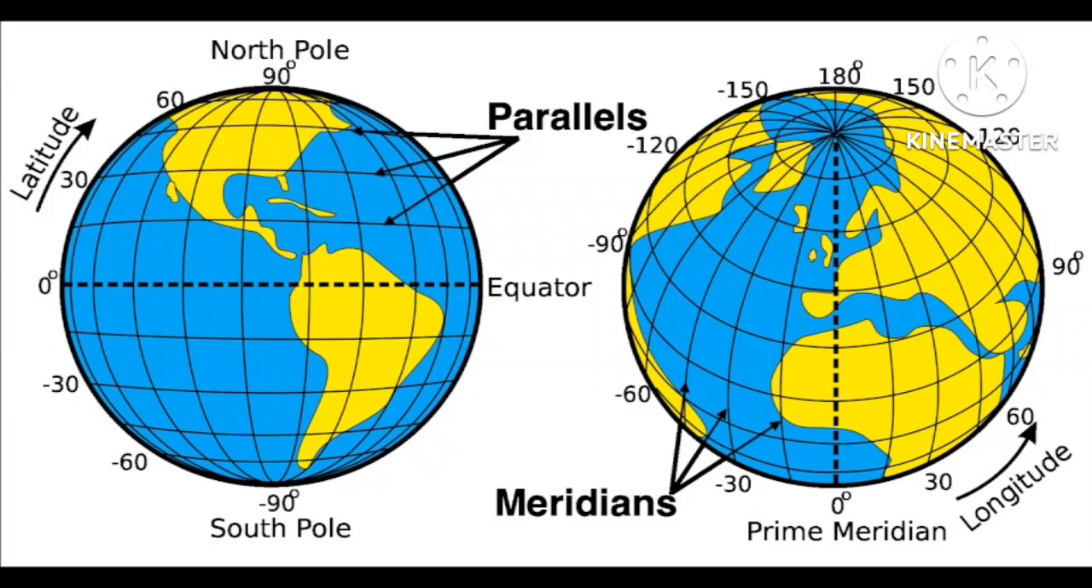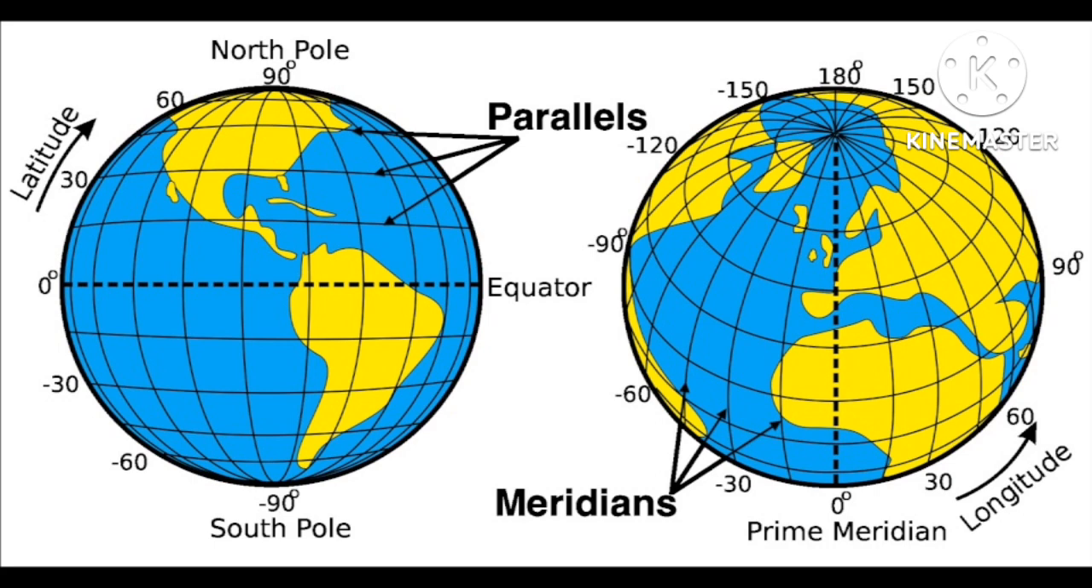Lines of latitude are also called parallels. The lines that run up and down a globe from the North Pole to the South Pole are called lines of longitude. Some people remember this by remembering that they are long lines, and longitude starts with the word long. Sometimes longitude lines are also called meridians. Latitude and longitude lines are measured in units called degrees. A degree is represented by a number plus this symbol.